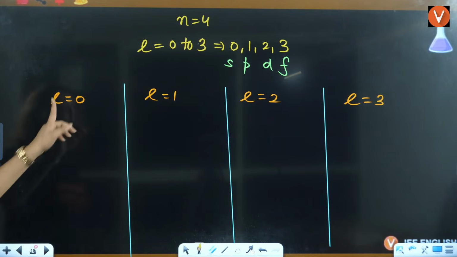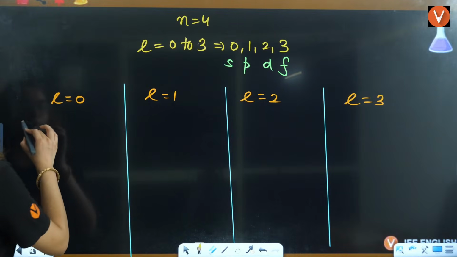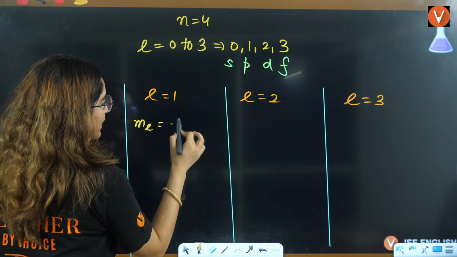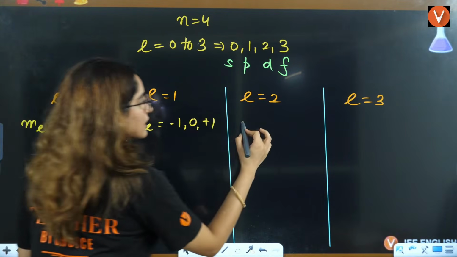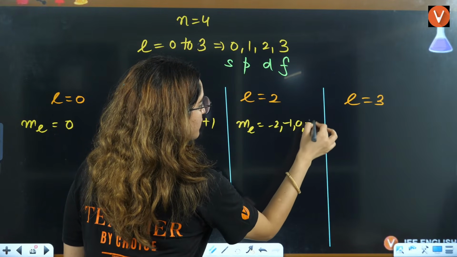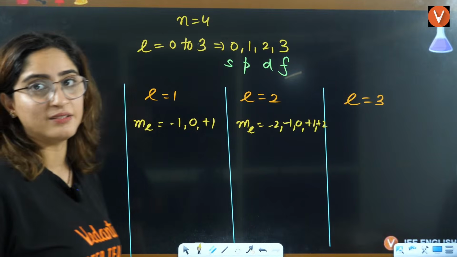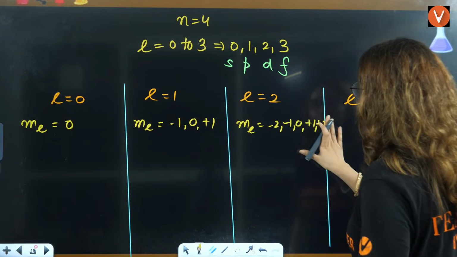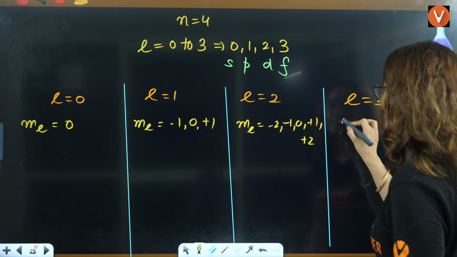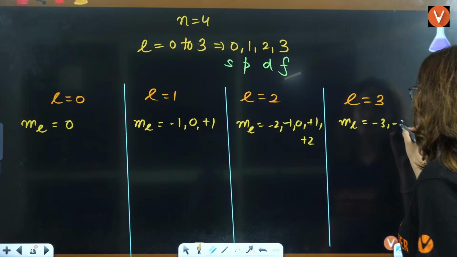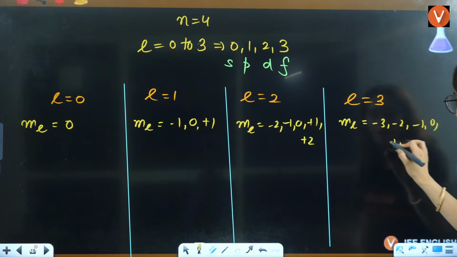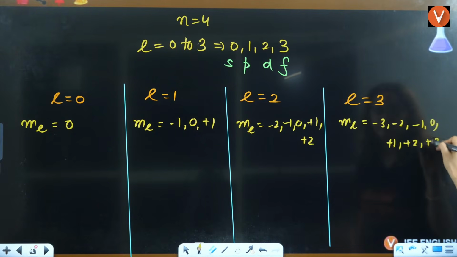Now here, if L is equals to 0, that means ML will be equals to 0. Here ML will be equals to minus 1, 0, plus 1. Here it will be equals to minus 2, minus 1, 0, plus 1, plus 2. That is D. And here ML will be equals to minus 3, minus 2, minus 1, 0, plus 1, plus 2, plus 3.